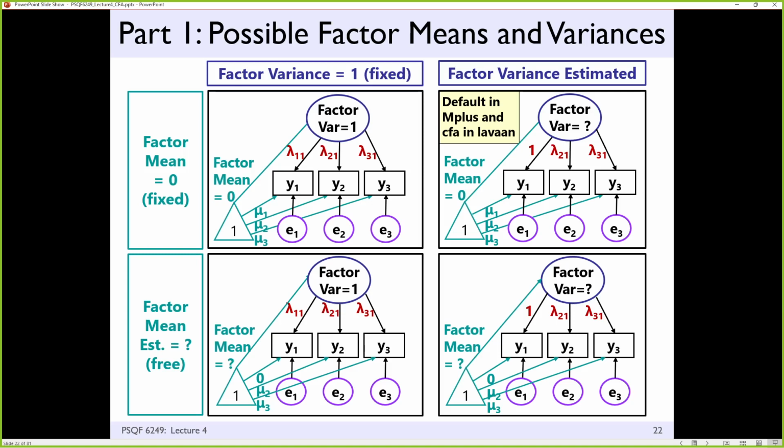So, recapping, on the mean side, either factor mean is 0 or one of the intercepts is 0. On the variance side, either factor variance is 1 or one of the loadings is 1. Questions or any of that you want to hear again?